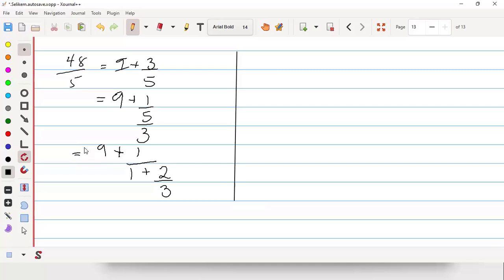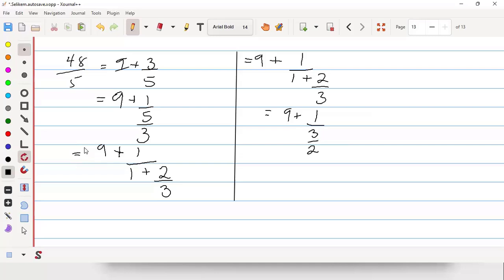So next, let's continue, because we're not yet at the end, there's a visible 2 over 3. So 1 plus 1 over... we flip it to be 3 over 2.